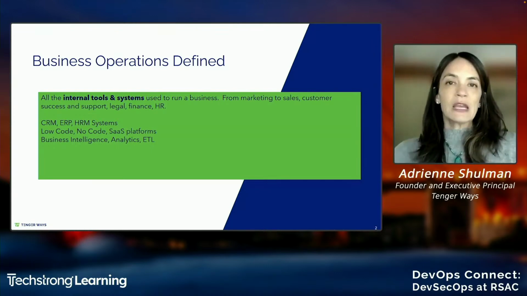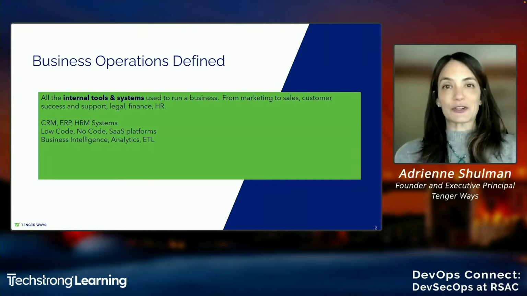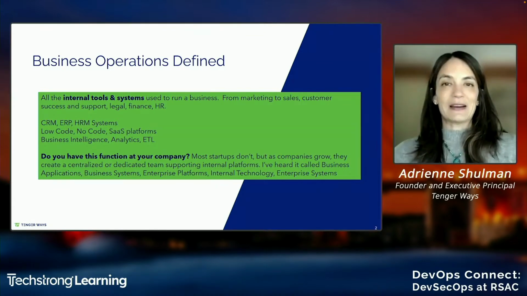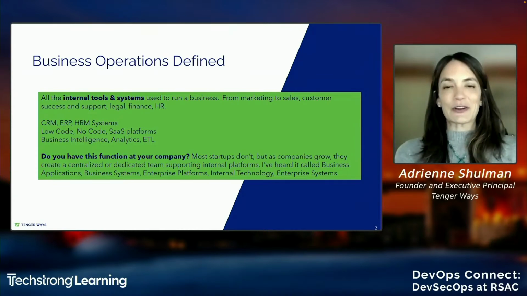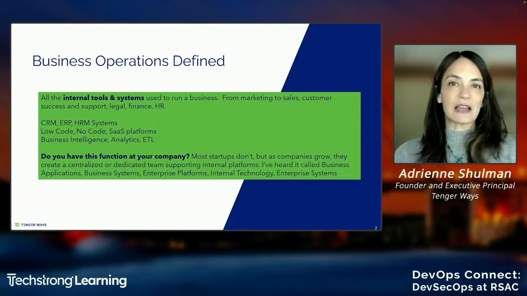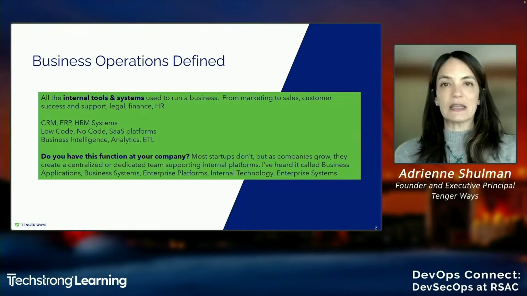So I do have a question for you that I want you to answer in the chat for me, which is, do you have this function in your company? And if so, what is it called and who does it report to? If you're a smaller company or startup, you may not have this centralized. A lot of these applications start by folks within a different silo or department just bringing these applications in. But as companies grow, I've been seeing a lot of them get centralized under a centralized function. So I've seen it called business applications or business systems, enterprise platforms. So I'm just curious if you have this in your organization and what it's called. If you can answer that for me in the chat, I'd appreciate it.